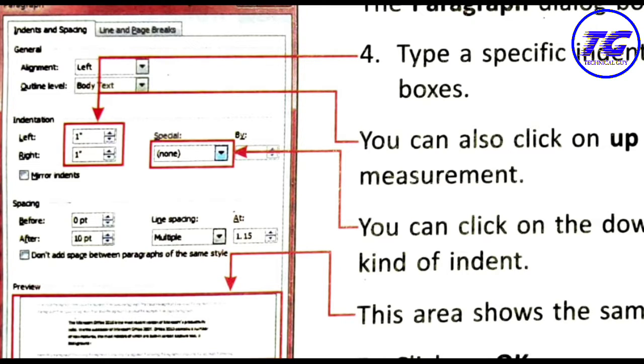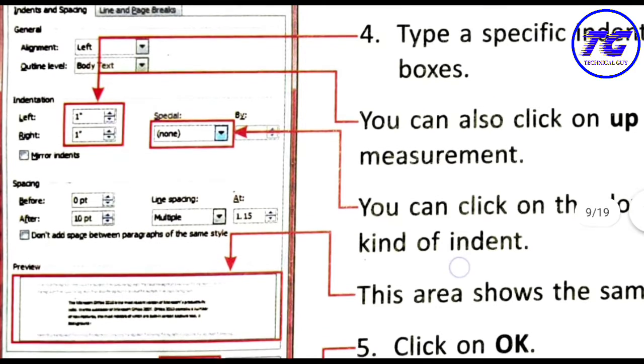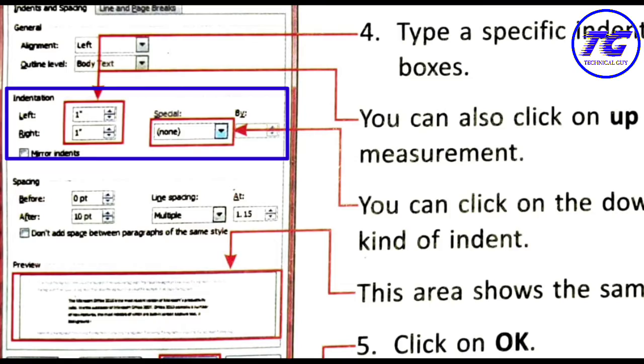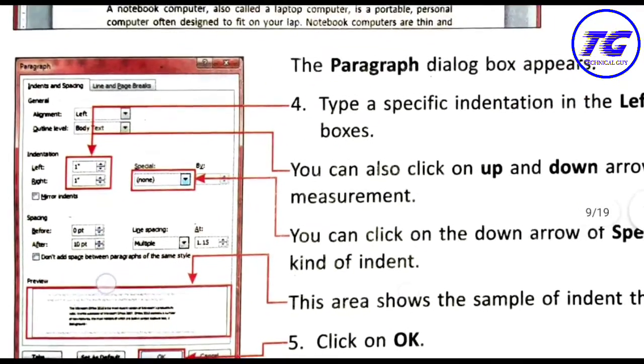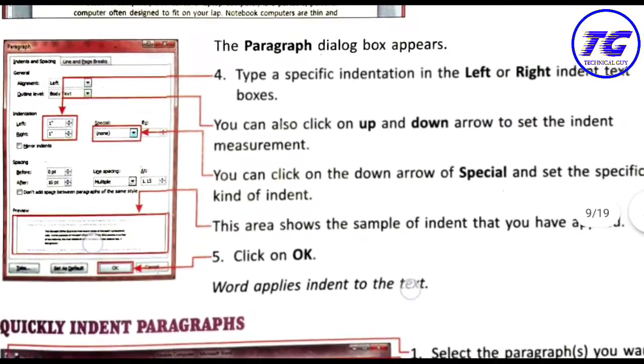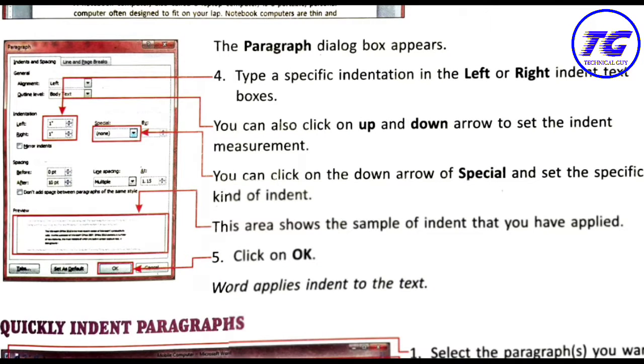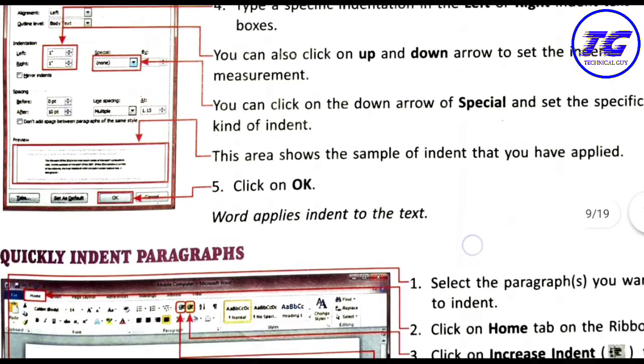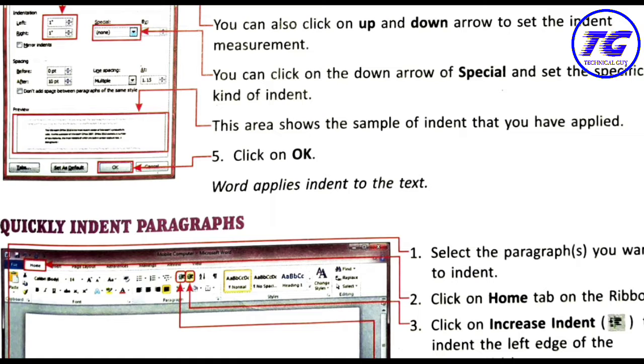It will show you the indentation from the left side or indentation from the right side also. By default, 1 inch margin is there from the left side and from the right side. Then you can click on the special option there if you want a specific type of indent. After applying the indent, you can click on the OK button.